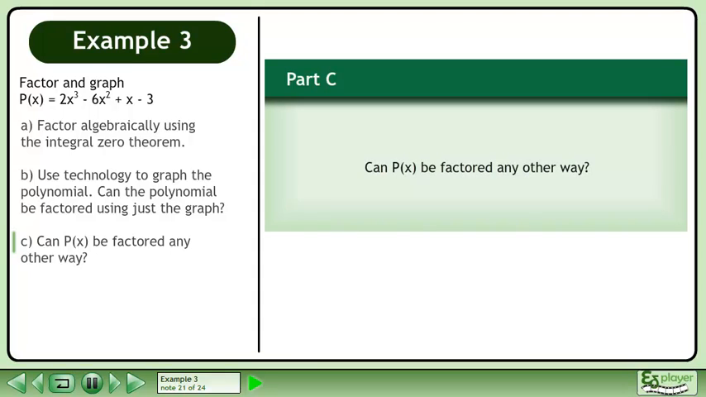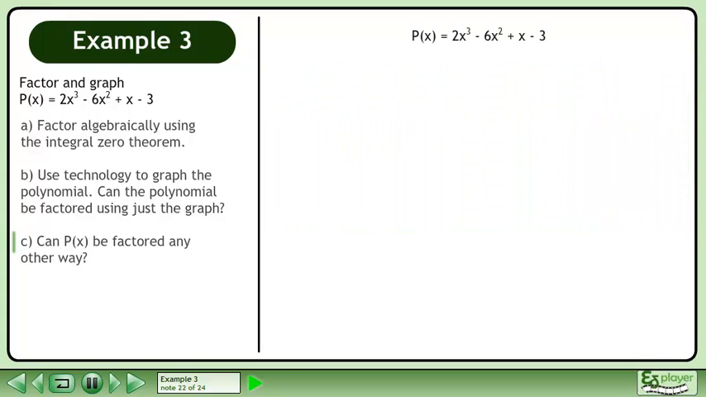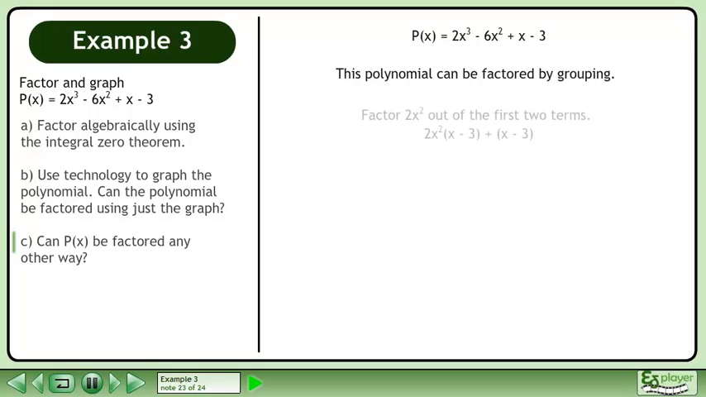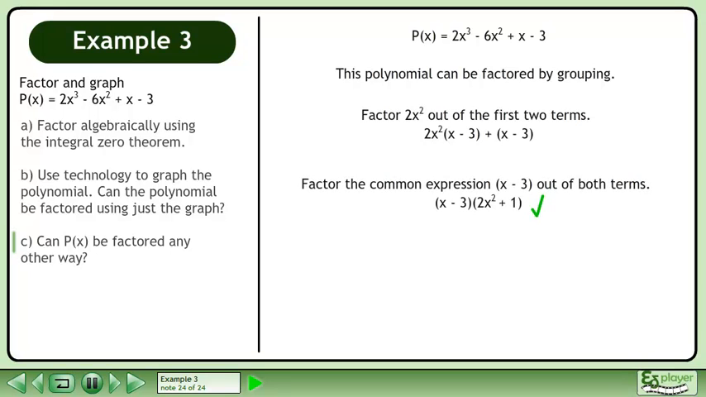In part C, can p of x be factored any other way? This polynomial can be factored by grouping. Factor 2x squared out of the first two terms. Factor the common expression, x minus 3, out of both terms. This gives us x minus 3 times 2x squared plus 1, the same answer we obtained in part A.